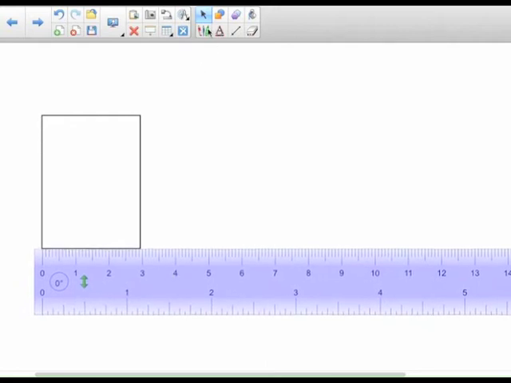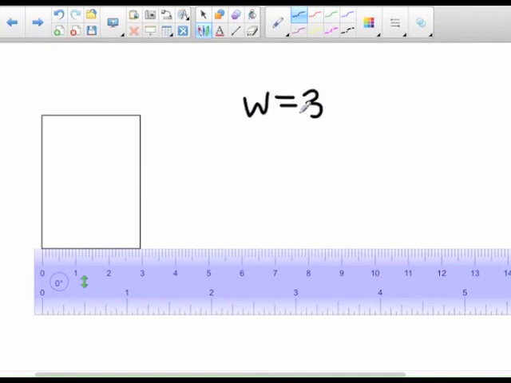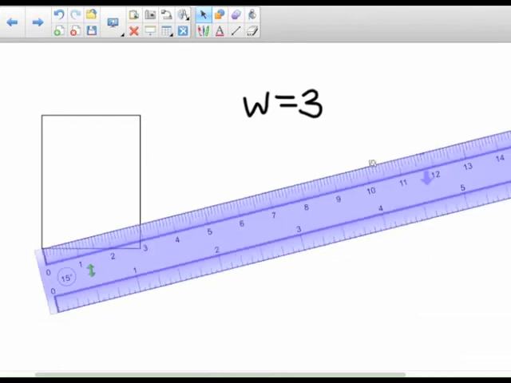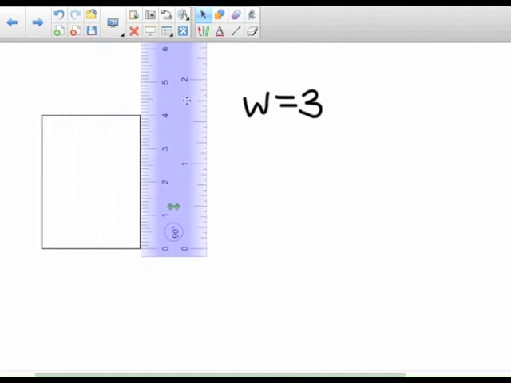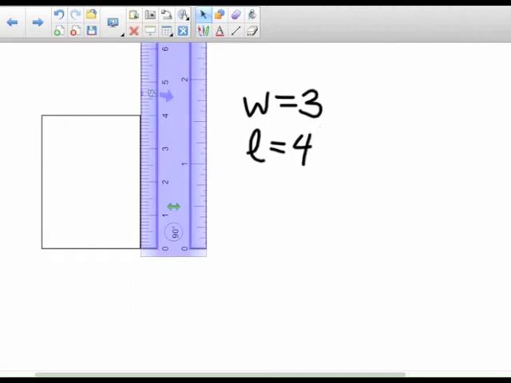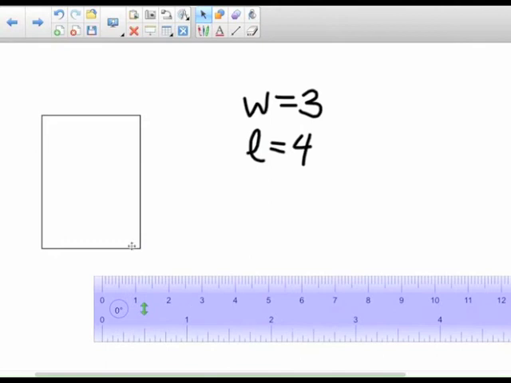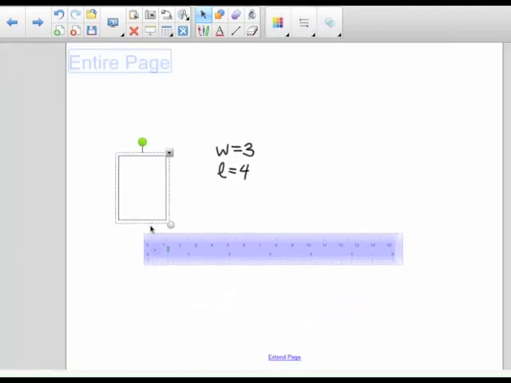So the width is 3 centimeters, and I'm just going to leave off the units here. Ordinarily I would never do that considering how I'm a physicist, but I'm going to rotate the ruler. And let's see, the height of the rectangle, or the length, whatever you want to call it, is 4 centimeters. All right. Now, watch what I'm going to do. I'm going to take my rectangle and I'm going to blow it up.